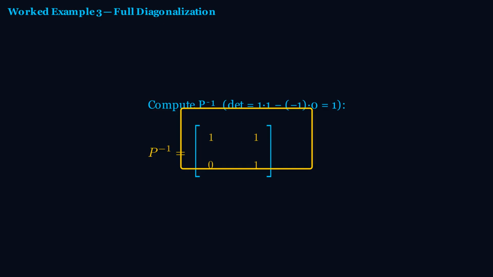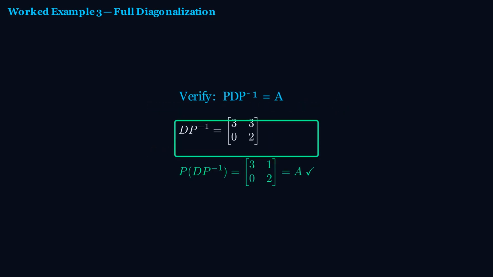So P inverse equals the matrix with first row 1, 1 and second row 0, 1. Verify. Compute P times D times P inverse. First, D times P inverse. Row 1 of D is 3, 0. Multiply by P inverse. 3 times 1 plus 0 times 0 equals 3. And 3 times 1 plus 0 times 1 equals 3. So row 1 is 3, 3. Row 2 of D is 0, 2. Multiply 0, 2. Combined, D P inverse equals 3, 3, 0, 2.